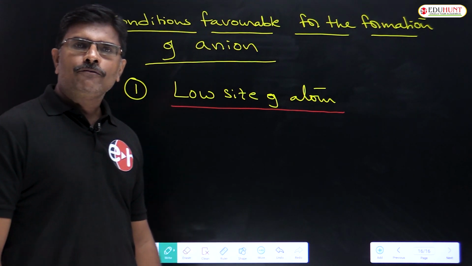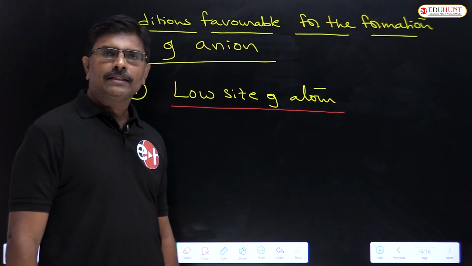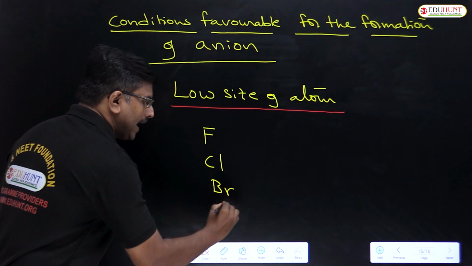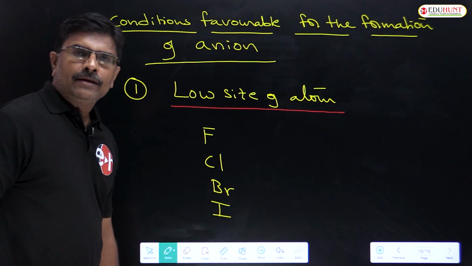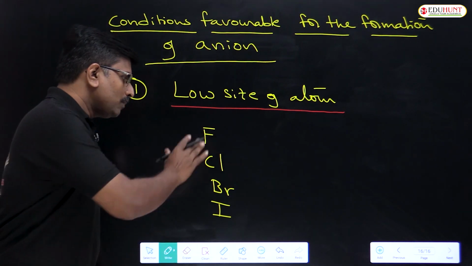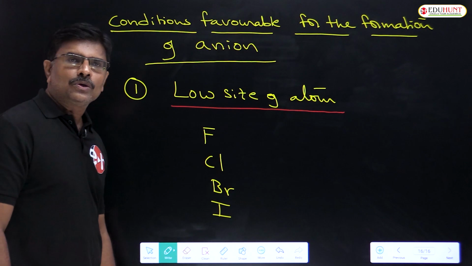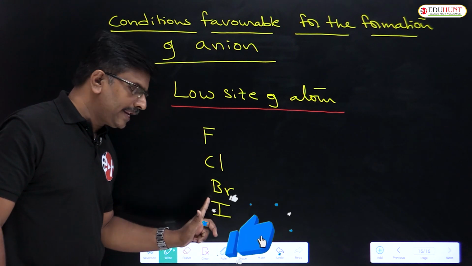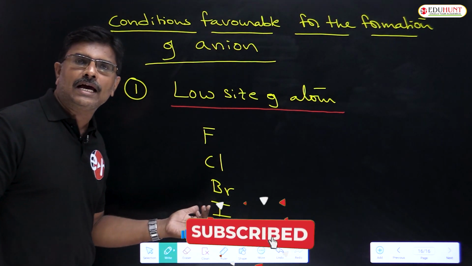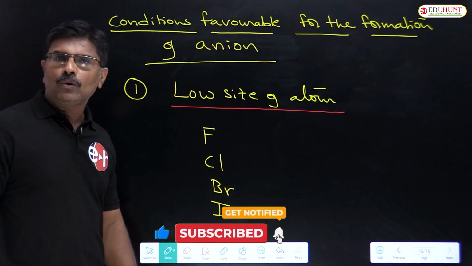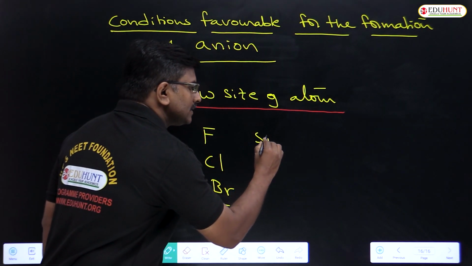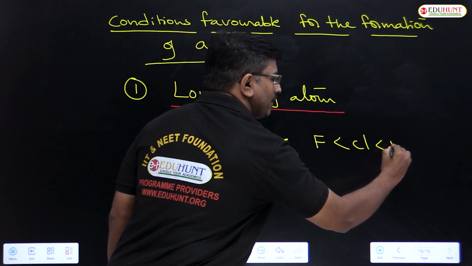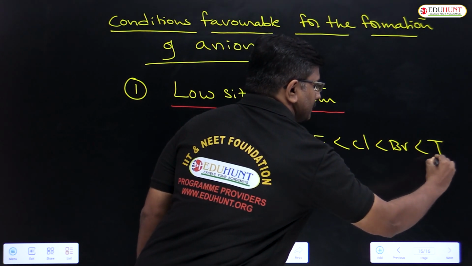For example, if you consider the halogens, the 7A group elements, fluorine, chlorine, bromine and iodine. As we move down the group, the atomic size increases. So fluorine is having lower size, next one chlorine, next bromine, next iodine. That means iodine is having the larger size and fluorine is having the lower size. So size order: fluorine is lesser in size than chlorine, then bromine, then iodine.